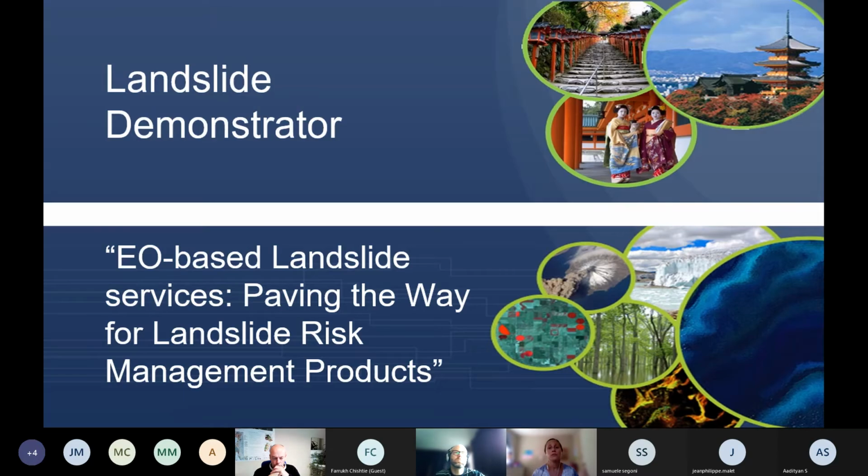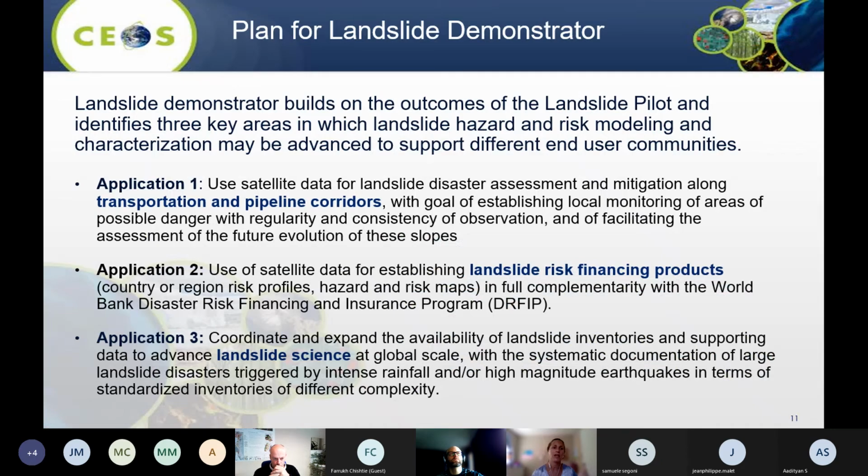All right, so moving forward, we started a landslide demonstrator, which is, I guess, once a pilot graduates, it goes to demonstrator status. And so we've reconstituted the pilot into a demonstrator, and we have 3 applications. I'll briefly go over these, and Jean-Philippe, please jump in if you have anything here.